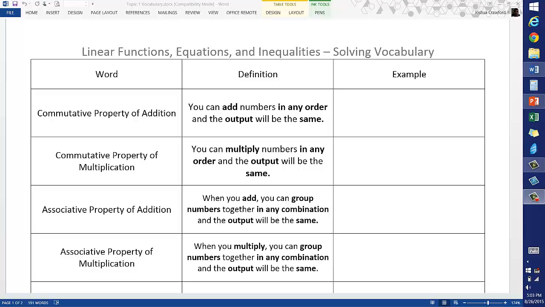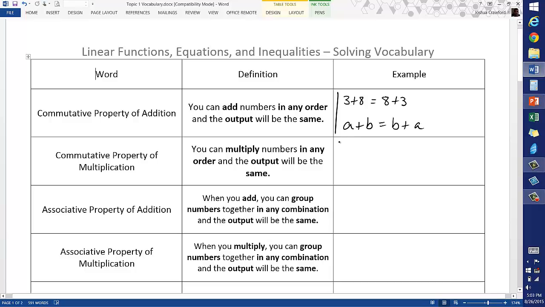The commutative property of addition. You can add numbers in any order and the output will be the same. So pretty much, if you have 3 plus 8, same thing as saying 8 plus 3. We're going to use a lot of letters this year, so let's use some letters for this property. If you have A plus B, same thing as saying B plus A.